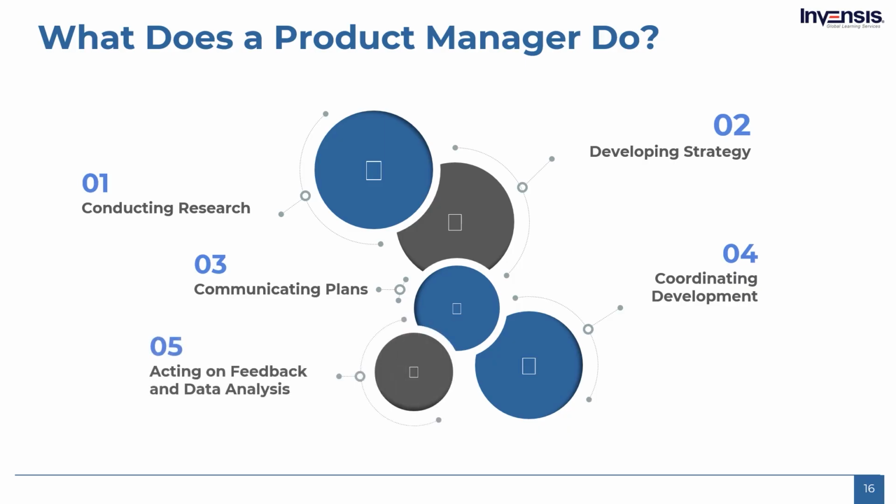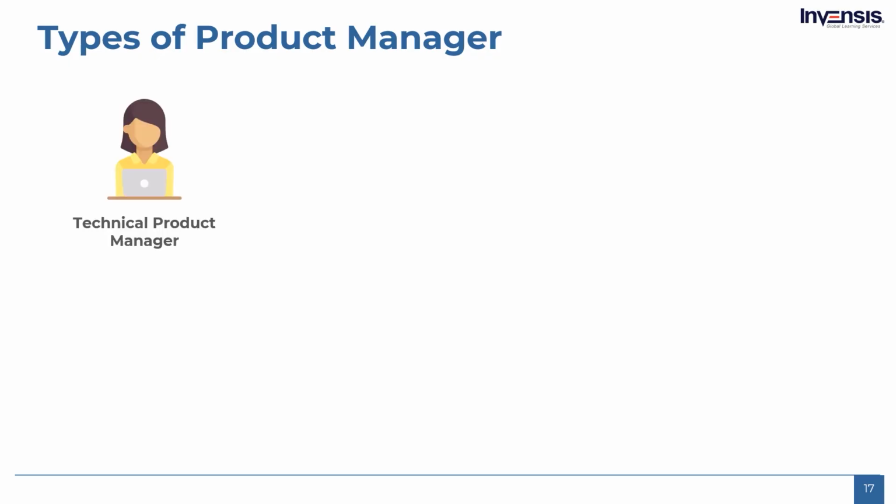Once the product is built, tested, and released to the marketplace, the product owner keeps monitoring the performance of the product and collects feedback from the customers. After a discussion with concerned parties, the feedback would be implemented in the next release. If you've been looking at product manager jobs, you might have seen a few variations of the title. We have a technical product manager.